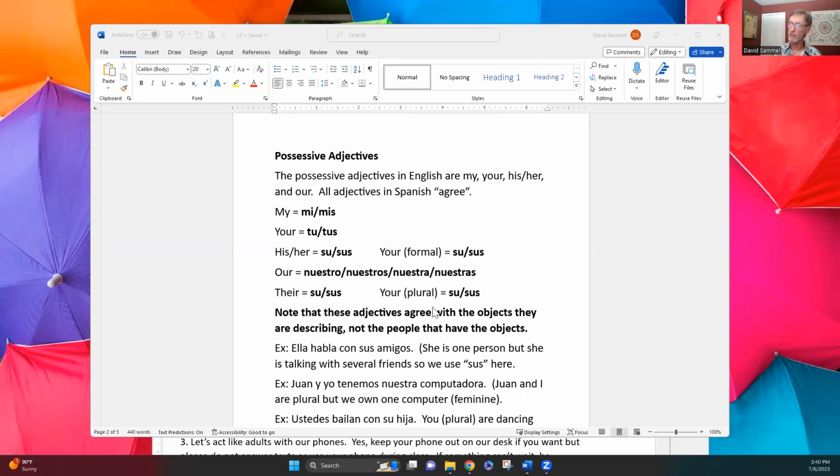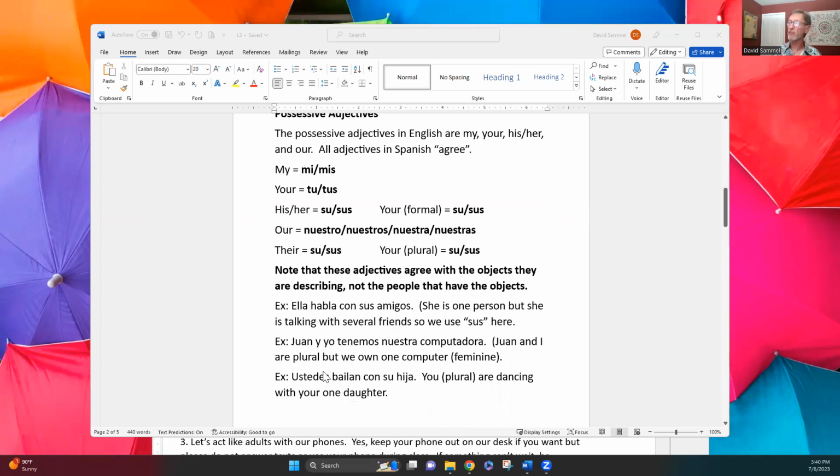Whenever you use a possessive adjective, one of these words, whichever one it is, it doesn't matter, it's going to agree without exception to the word that directly follows it every time. So even though she is one person and she's talking with several friends, we don't make this Sue because she's one woman. We make it Sus because she has many friends. That's just how it works in Spanish.